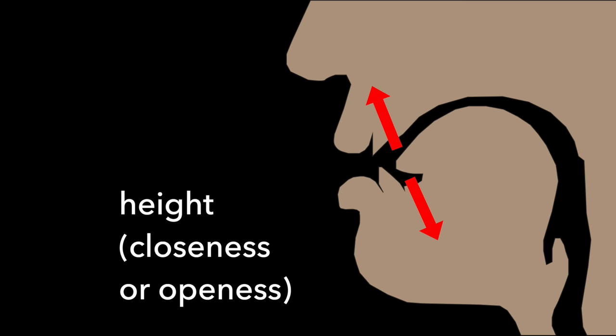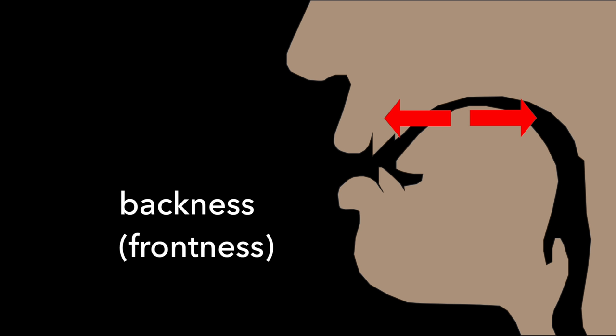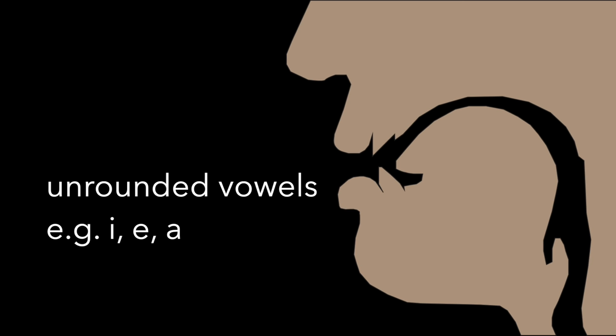The next feature falls on the horizontal axis, and it is called frontness or backness, normally backness, how far forward or how far back the articulation of the vowel sound occurs in the mouth. And the third feature is called roundness, and this refers to how round the mouth is. For example, in certain vowels like oo and o, the lips are rounded, but in other vowels like e, a, a, those vowels are unrounded.